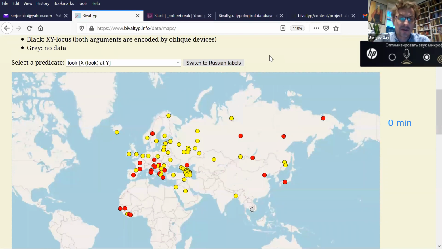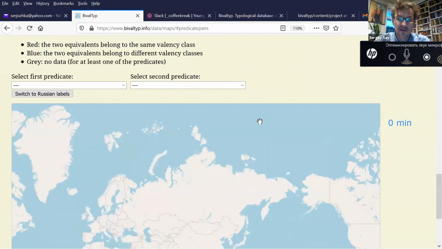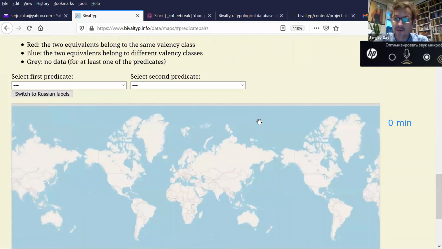Another kind of maps which is also available here is the map targeted at those people who are interested in comparing individual predicates. So for example, we can explore the behavior of be afraid. We know that the cognitive schemata that are responsible for assigning the arguments of be afraid to individual syntactic positions can be different in different languages.